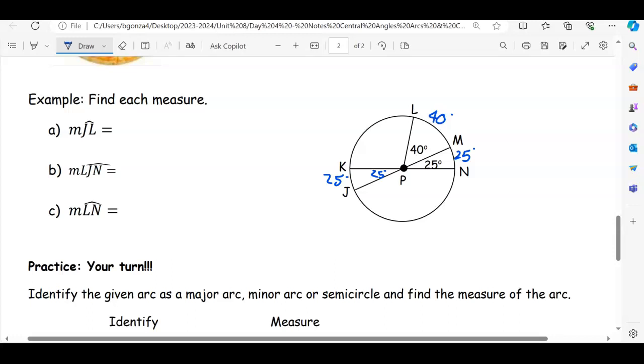So again, I'm looking for angle JPN. 180, straight line, take away 25, and if I do the math, I get 155 is going to be right here. Again, do you see these two have to add up to 180 because they make a straight line? So if this is 155, the arc out here is what?